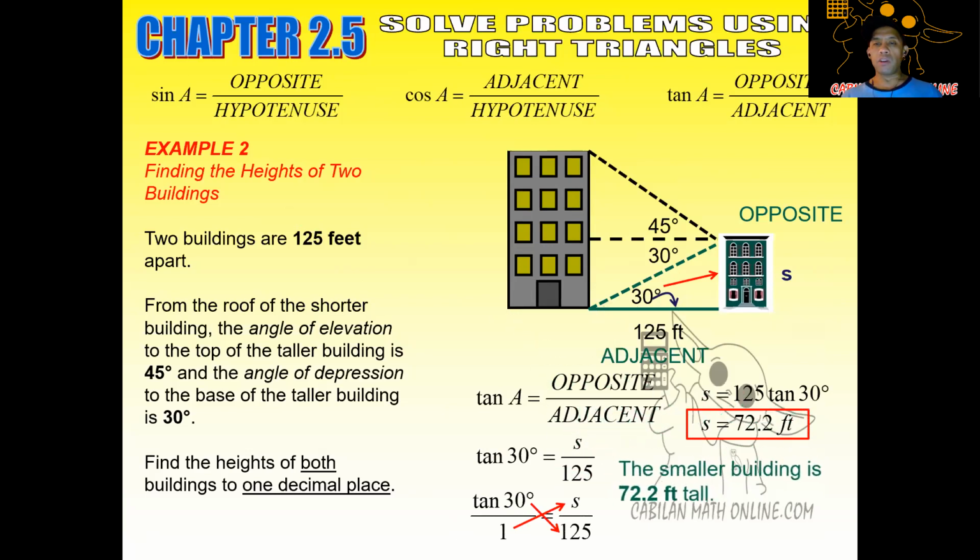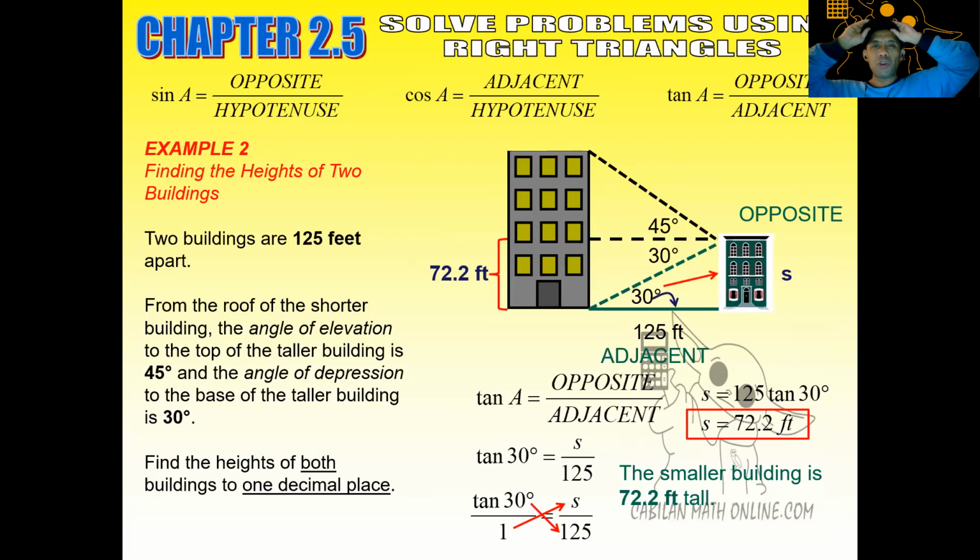So let's label what we have so far, because what we now have is 3/4 of the answer, so to speak. We know that the height of the smaller building is 72.2, so this part of the taller building is also going to be 72.2. I always tell students, don't trust the diagram, because people automatically think that's just half of the other building, and the answer to that is no, it's not.